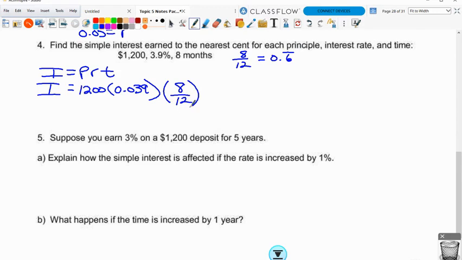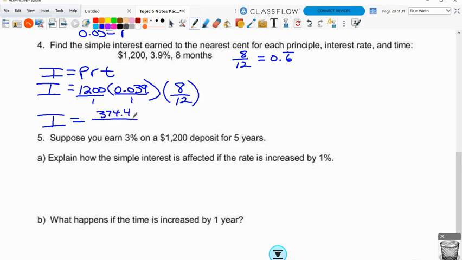And what I'm going to do, since this is a fraction, I'm going to make my other two values fractions by putting them over 1. Okay, so in order to get the value of I, all I have to do is the multiplication on the right-hand side. We have 3 fractions that we're multiplying by each other. What we're going to do is punch in the numerators and multiply them together. And then we're going to punch in the denominators and multiply those together. So let's start with the numerators. The numerators are 1,200, 39 thousandths, and 8.